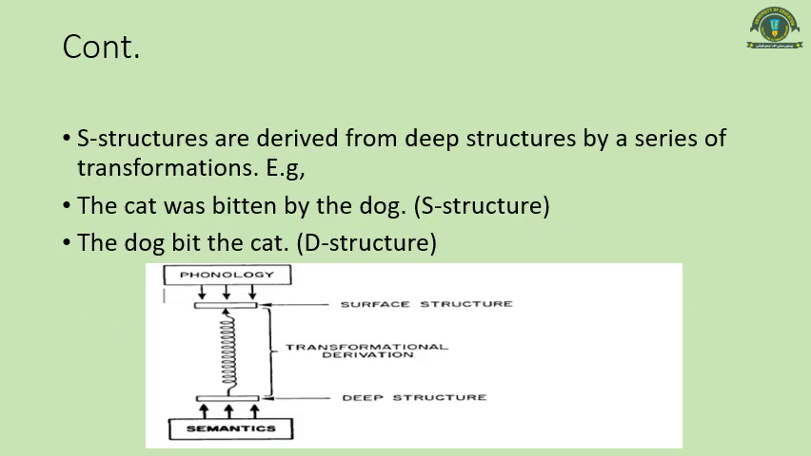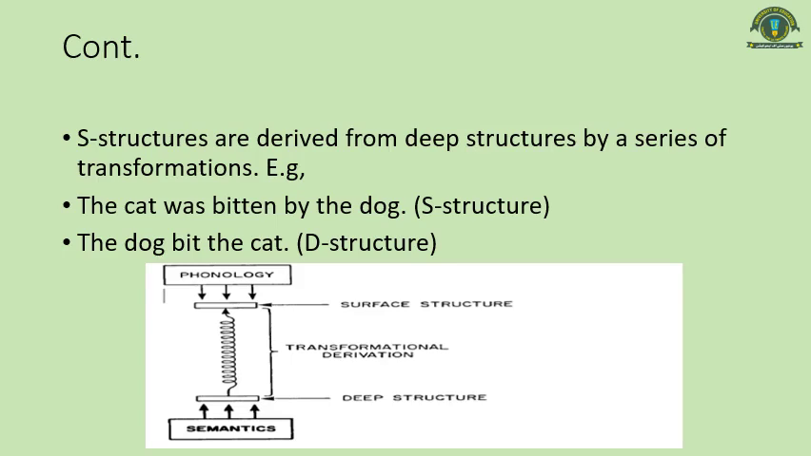As we have read, surface structures are derived from deep structures by a series of transformations. Let's see this example. The example of the surface structure is the cat was bitten by the dog. At the deeper level, the meaning of this surface structure sentence is the dog bit the cat, which is the deep structure of the sentence that is given above. The cat was bitten by the dog. Let's see the figure given below.